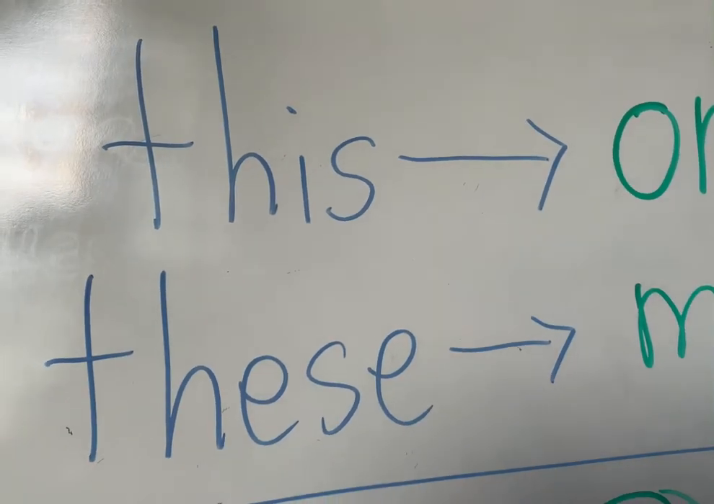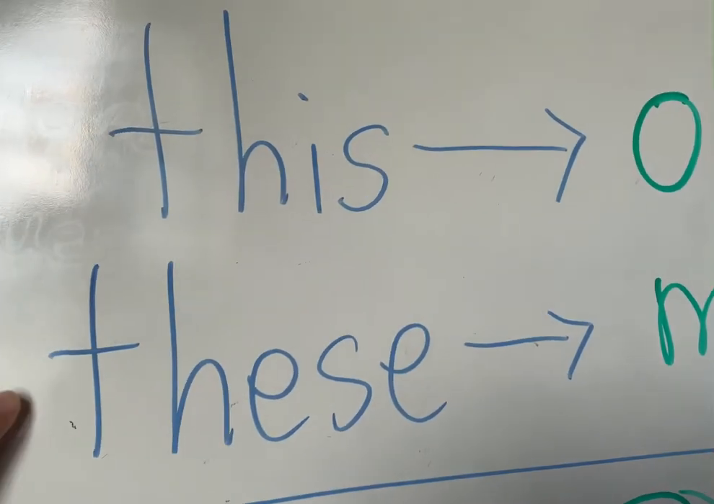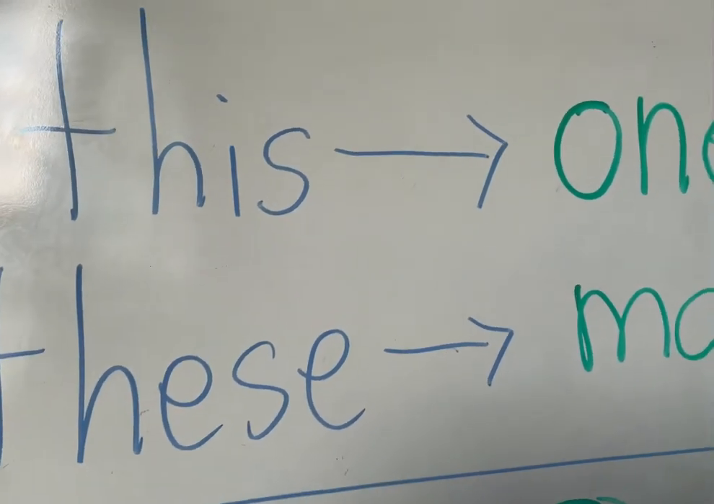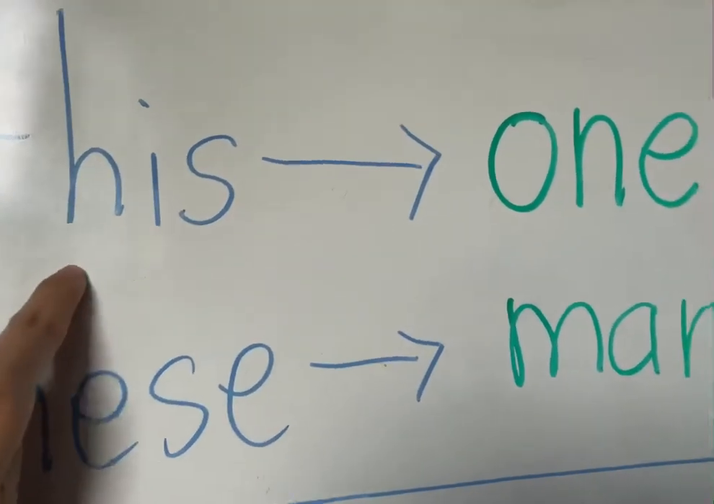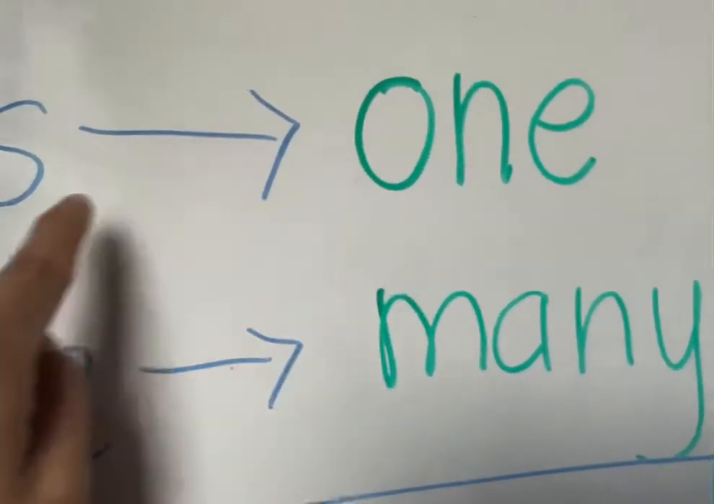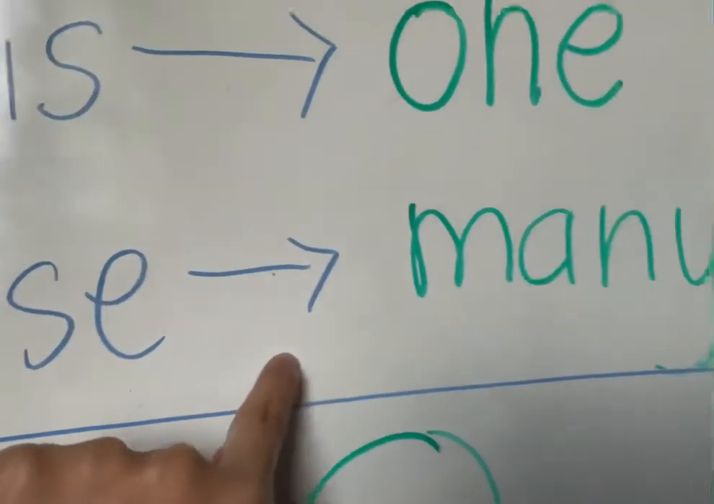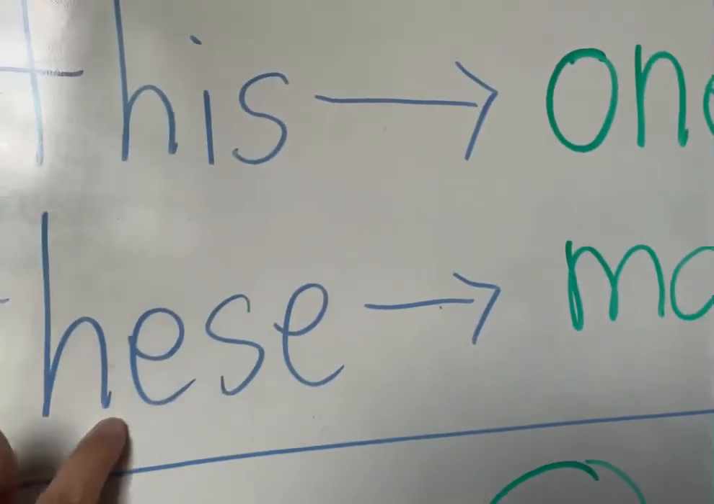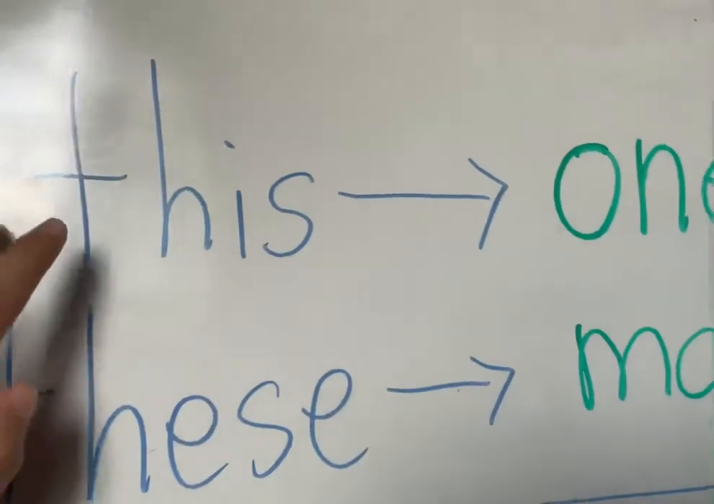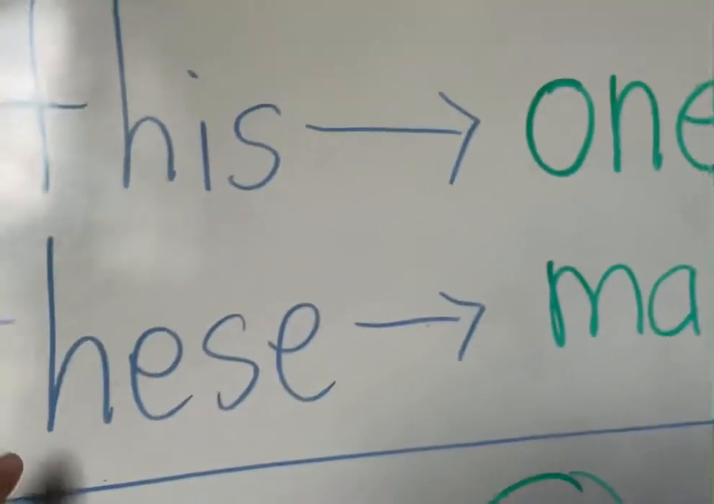Okay, everyone, today we are going to learn about these two words: this and these. This is for one object. Okay, this for one. These for many, more than one. So you need to remember, if you see this word, this is for one and these is for many.